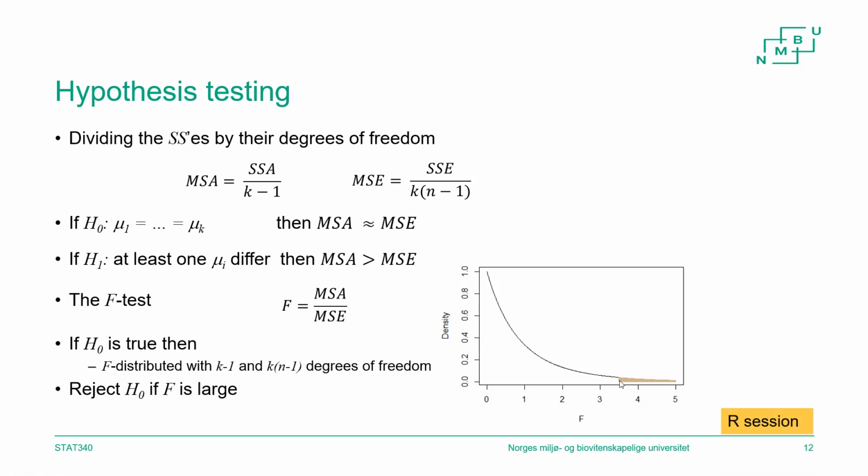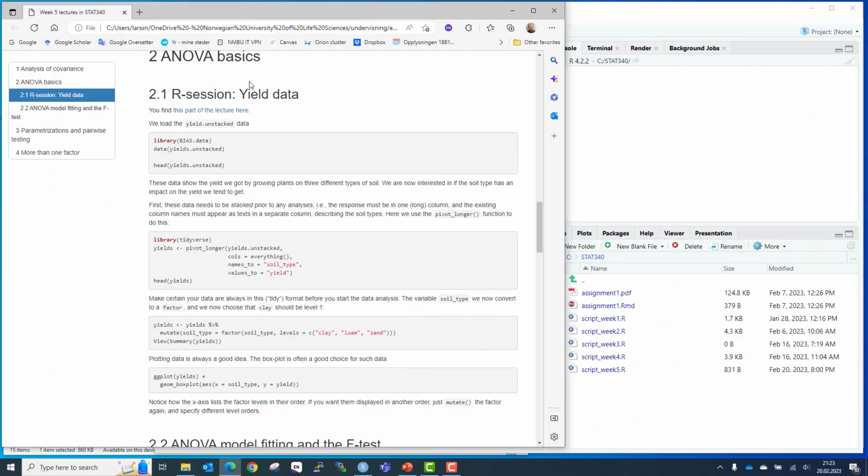Okay, let's see how we do a simple ANOVA in R. So let's have a look at ANOVA basics in R. And before we do the actual computations, let's load the dataset here.